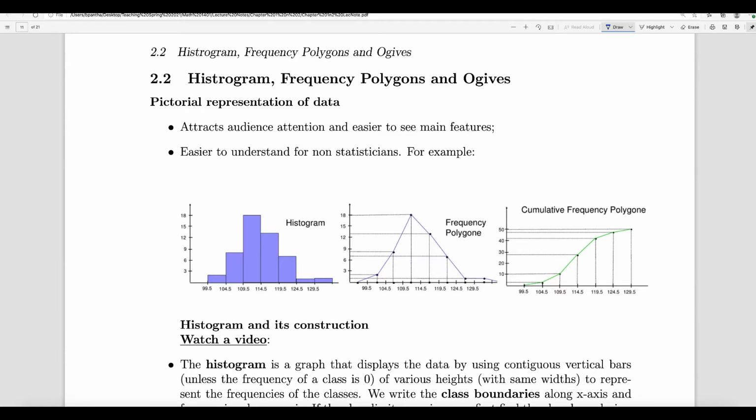The graph is easy to see for the non-math people too, okay? For the table, only the statistician or mathematics people understand it, but the graph anybody can understand. So the graph attracts the audience's attention, makes the main features easier to see, and is easier to understand for non-statisticians also. These are examples of some pictorial representations of data. The first one is the histogram, the second one is the polygon, and the third one is the cumulative frequency polygon, and so on.